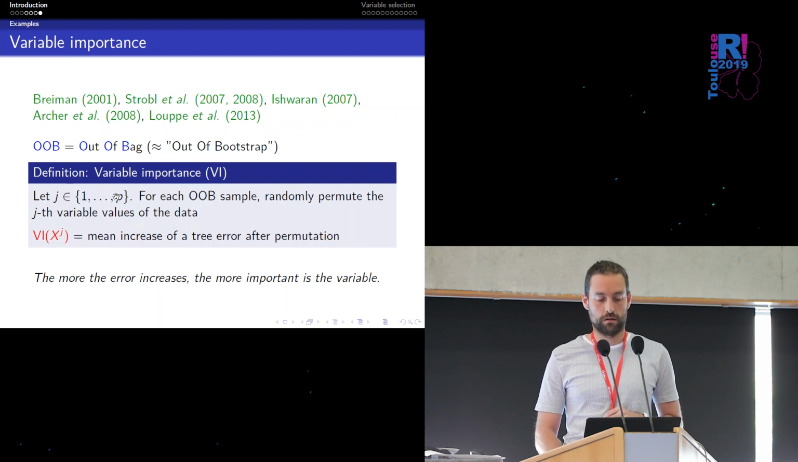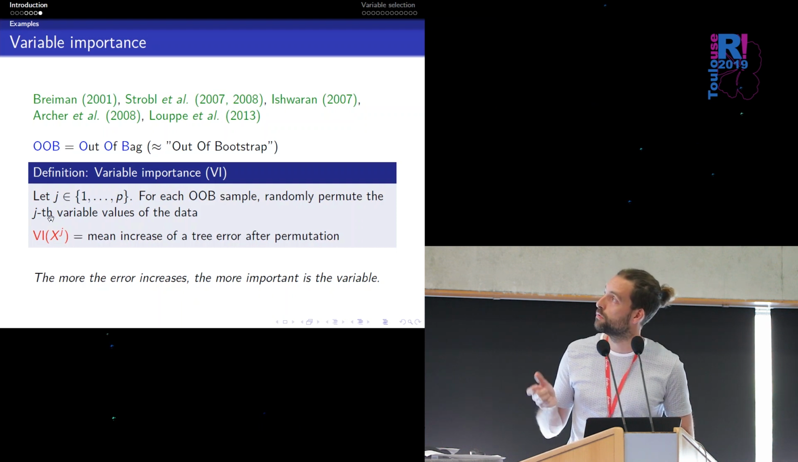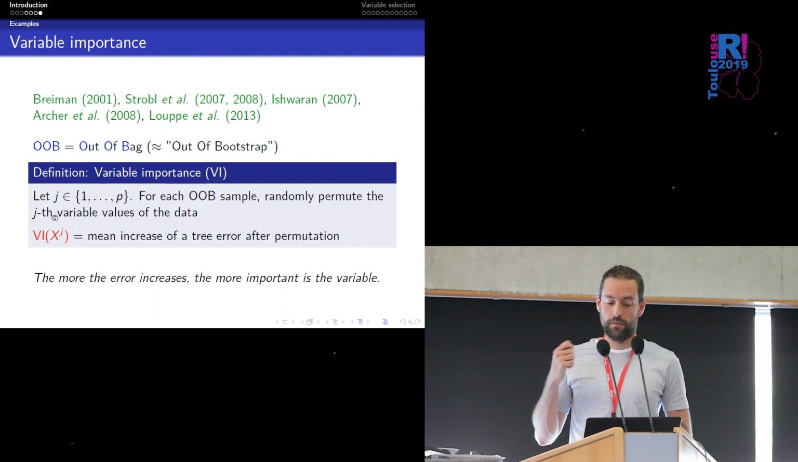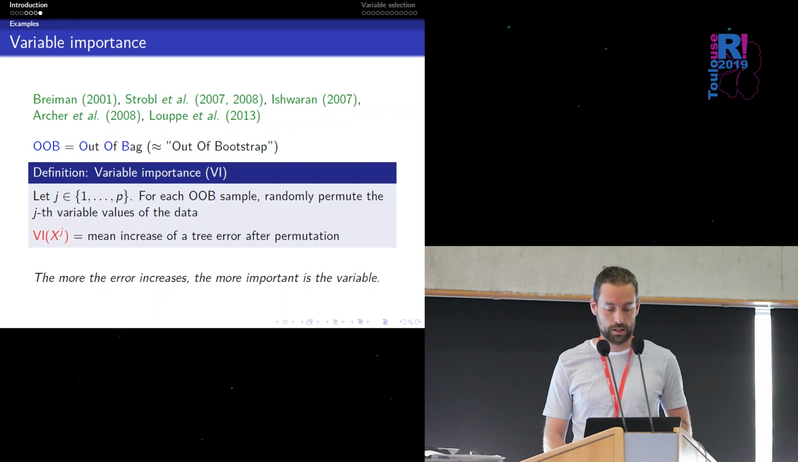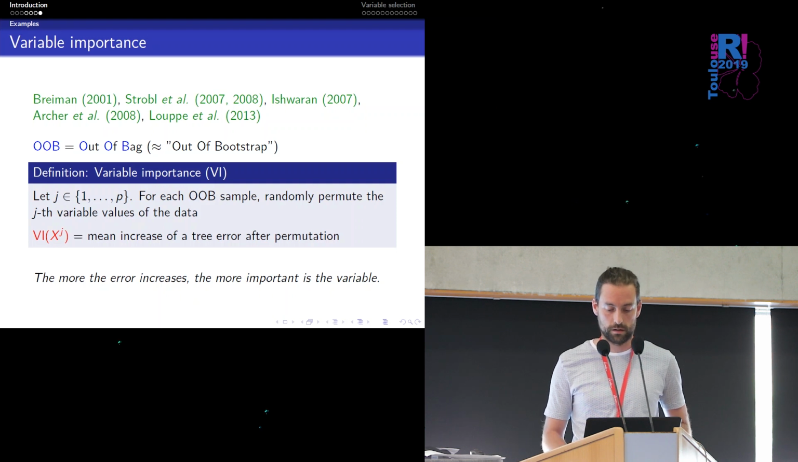So you fix j, your variable, an integer between 1 and p, and then for each out-of-bag sample, you randomly permute the values of the jth column, the variable's values. And then you compute the mean error of a tree before and after those permutations. So the variable importance of Xj is defined by the mean increase of tree error caused by this permutation, and hence the more the error increases, the more important is the variable.